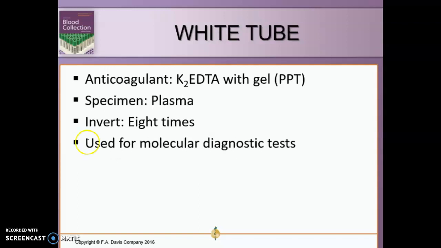The white tube. Notice here the specimen type is plasma. Remember we talked about whole blood versus serum versus plasma. With the white tube, they're looking at the plasma. It does have an anticoagulant. It's got the EDTA gel in here. We're going to invert this 8 times, and it's used for molecular diagnostic testing.